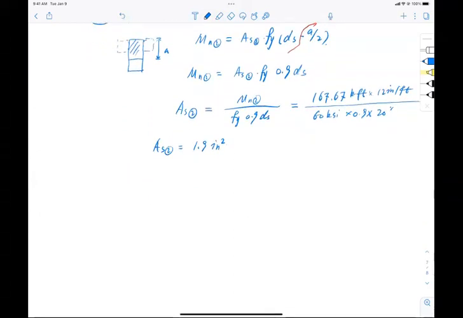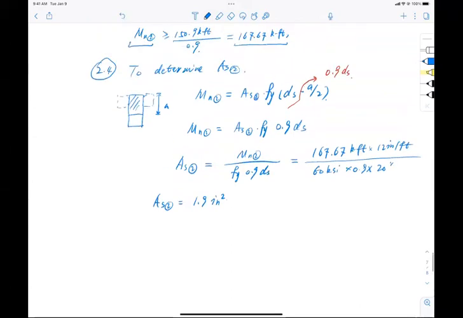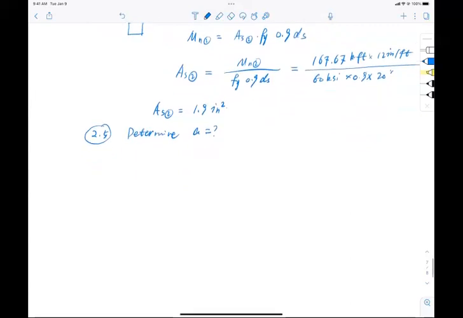With this much reinforcement area, now I want to determine my effective compressive zone A, the final A. What is my final A? A now has to go by the single reinforced rectangular section again. So A equals AS2 Fy divided by 0.85 f'c and b what?